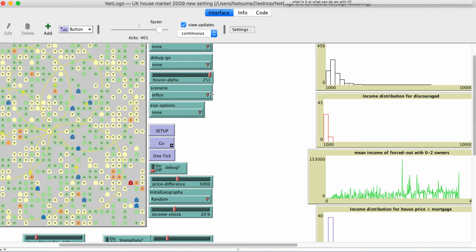Okay, so once you know what each parameter means and what each plot means, you can have some idea of how the housing market would react to different scenarios.